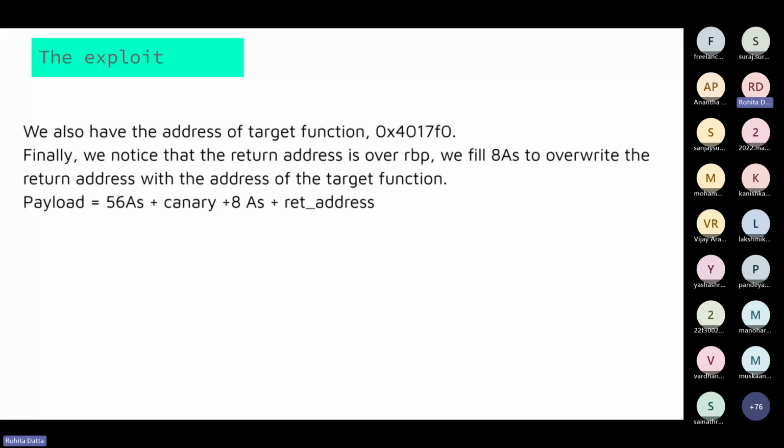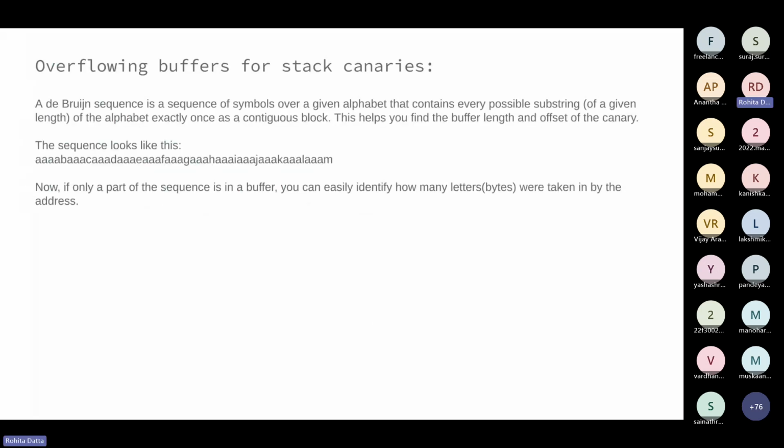And again, as discussed, these first 56 A's are to overwrite the space from the start of the buffer to the canary. Then you write the canary into itself. And then you give 8 A's because you're trying to overwrite the old RBP. And then you give it the return address. So that's all you have to do. And there was a Python code for this. And yeah, that's about it.